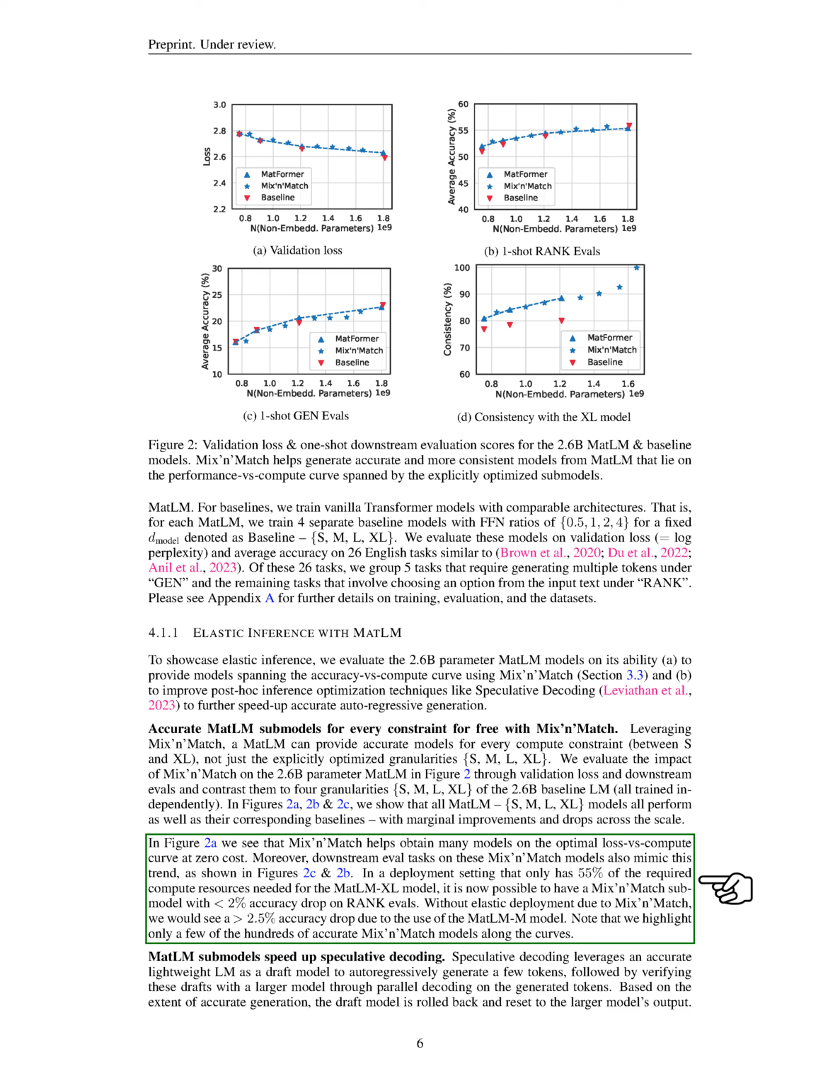In a deployment setting that only has 55% of the required compute resources needed for the MatLM XL model, it is now possible to have a mix and match model with less than 2% accuracy drop on rank evaluations.